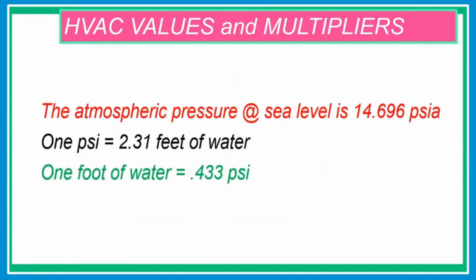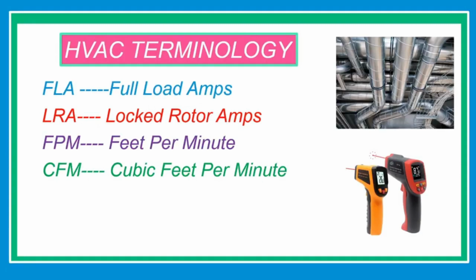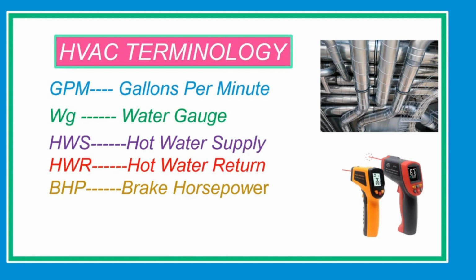The atmospheric pressure at sea level is 14.696 psia, or pounds per square inch absolute. 1 psi equals 2.31 feet of water. 1 foot of water equals 0.33 psi. HVAC terminology. FLA means full load amperes, LRA means locked rotor amperes, FPM feet per minute, CFM cubic feet per minute, GPM gallons per minute, WG water gauge, HWS hot water supply, HWR hot water return, BHP brake horsepower.